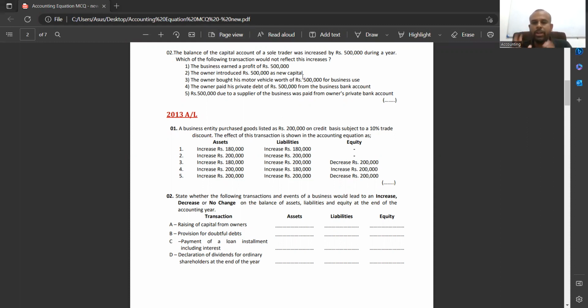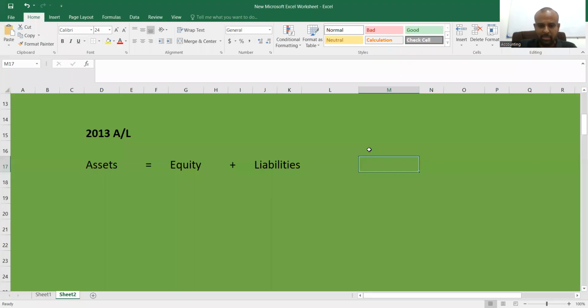When you are recording the transactions in the business books of accounts, do we record the list price? No, we never ever record the list price. We always record the invoice price, right? What is the difference between the list price and the invoice price? List price minus trade discount is equal to the invoice price.